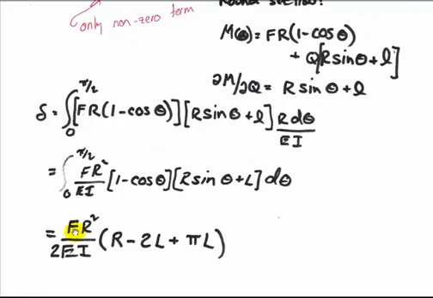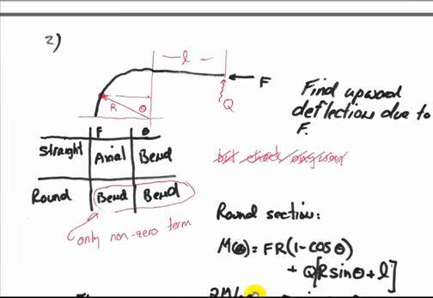And what we get when that's all done is FR squared over 2EI, times (R minus 2L plus pi times L). And that would be, again, the deflection at the end of this beam in the upward direction because of the load F that's been applied. Okay, the dummy load Q has been set equal to 0. That was just a tool to let us use Castigliano to get that upward deflection.